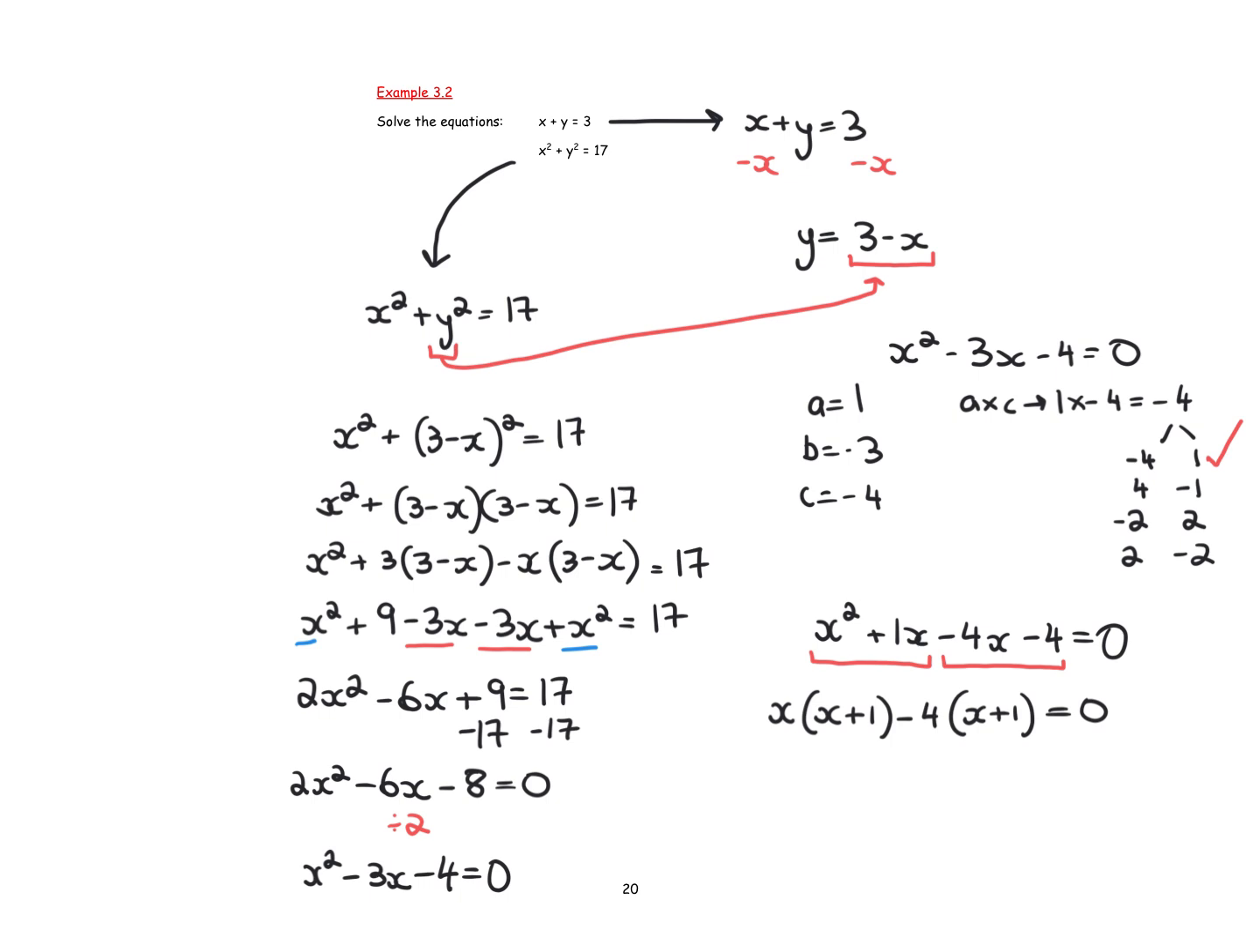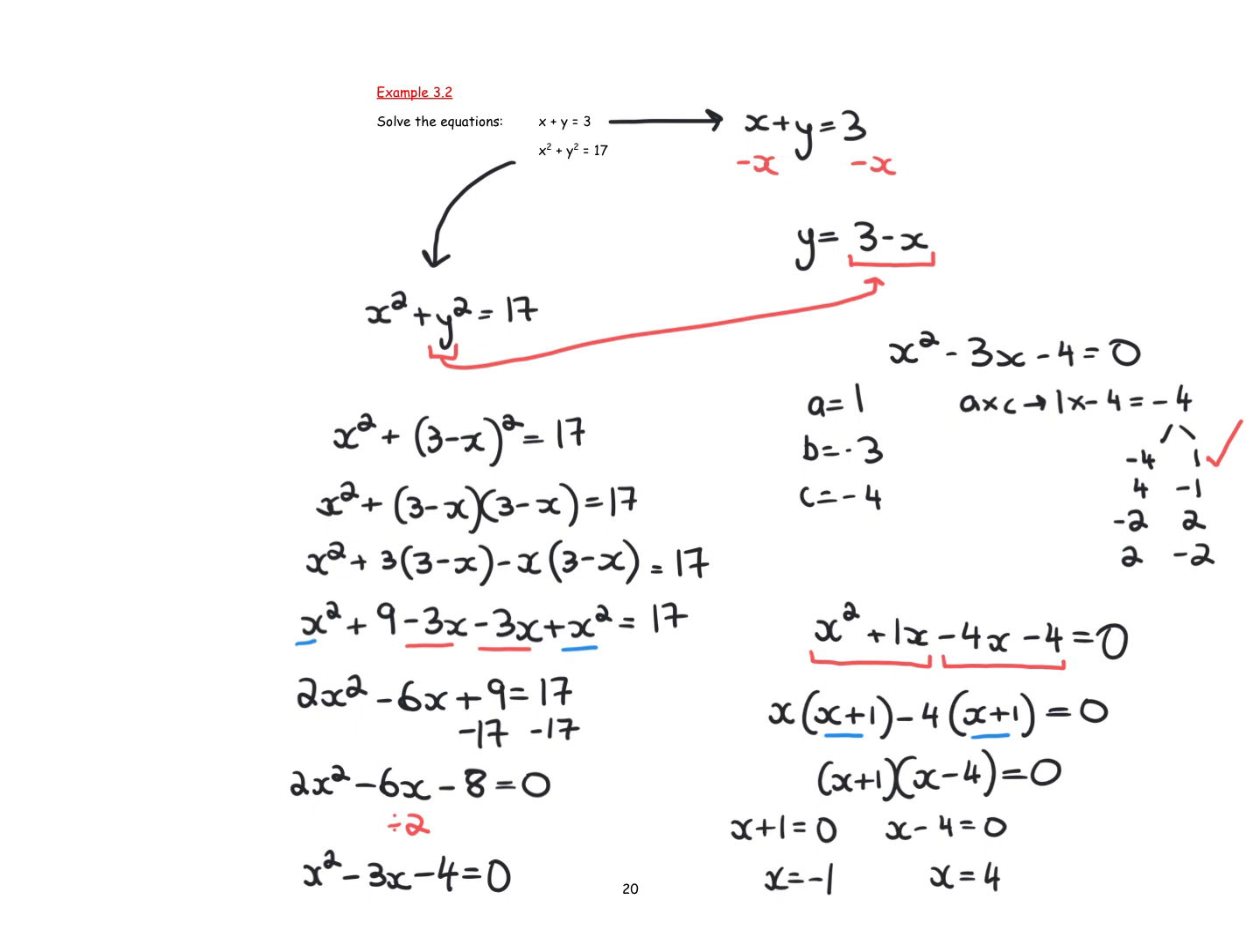Now, as I know my inside guys are x plus 1 and x plus 1, I can write my inside guys together, x plus 1, and my outside guys together, x minus 4. That's equal to 0. That means that I'll have x plus 1 is equal to 0 and x minus 4 is equal to 0. Leaving me then with x equal to minus 1 and x equal to 4.